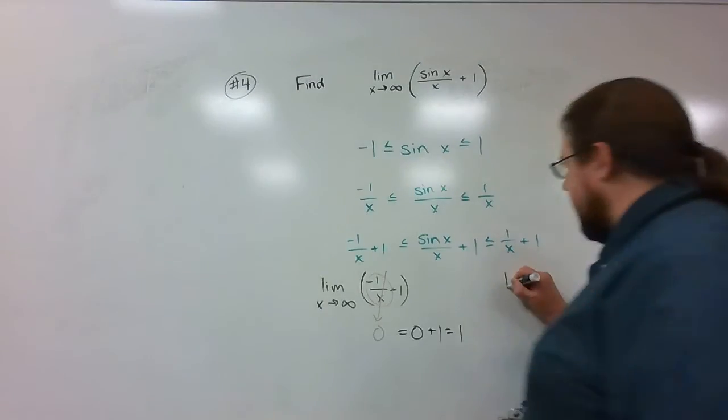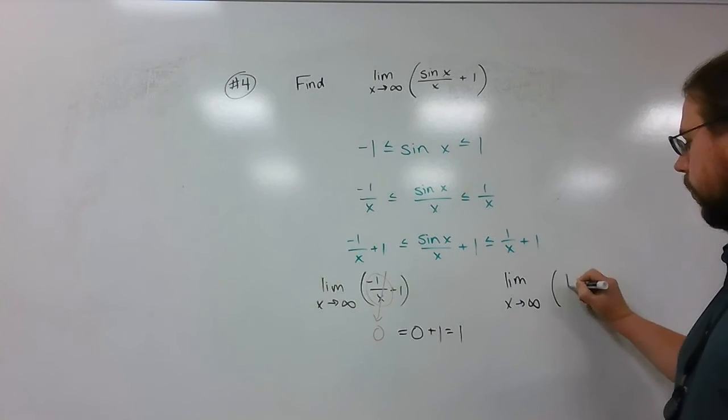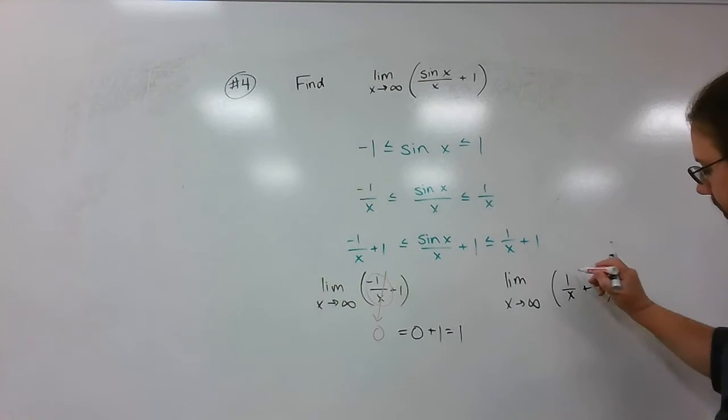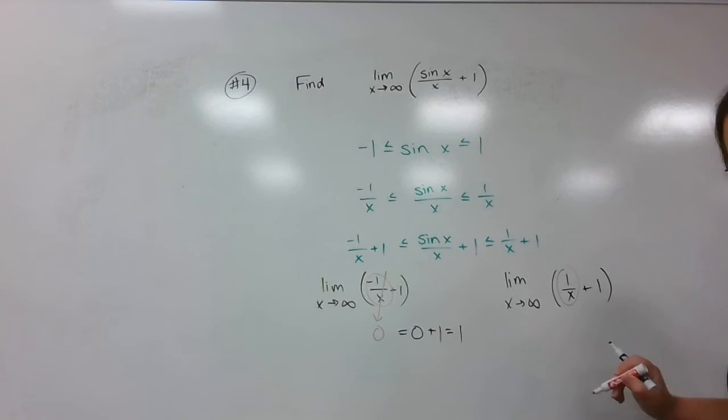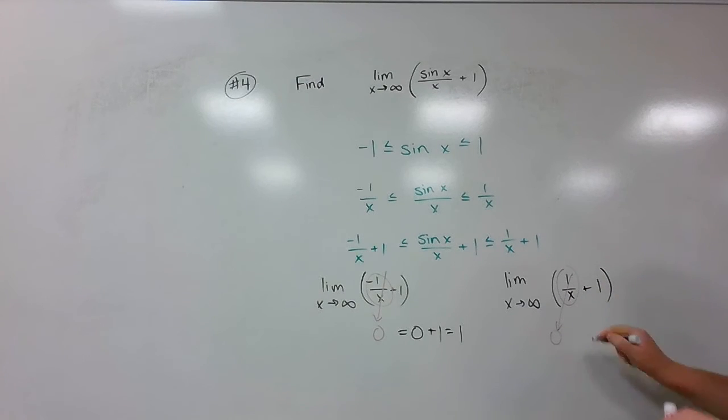All right, let me go ahead and switch over to the other side. So, do the same kind of thing. Limit as x approaches infinity of 1 over x plus 1. So, let me repeat. If you have some number over x and you take its limit toward infinity, it's just going to go to 0. So, we have 0 plus 1, which is just 1.